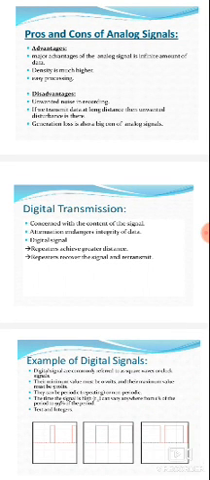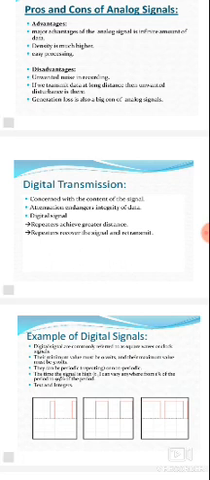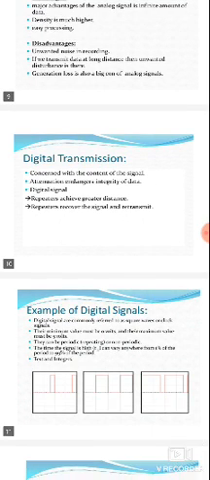The main disadvantage is unwanted noise. Noise is the main problem in analog signals, whereas the digital signal contains less noise. If we want to transmit over a long distance, the unwanted noise will be disturbing. Next, generation loss is also a main disadvantage.